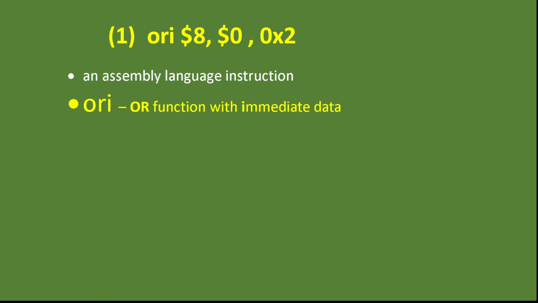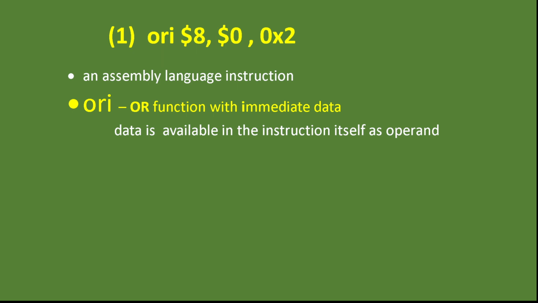So we start with the first instruction and we'll see what it actually does. The first instruction is ori $8, $0, 0x2. We very well know that this is an assembly language statement or an instruction. This OR indicates the OR function with immediate data. That OR along with this I is ORI. This comes under immediate addressing, that means an I type instruction, so the data is available in the instruction itself as an operand.